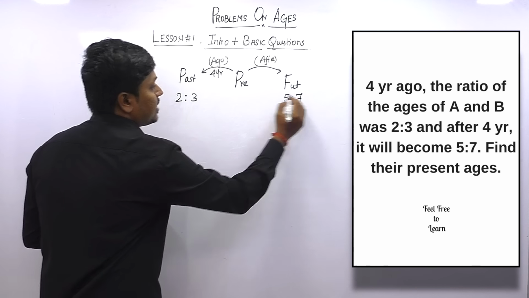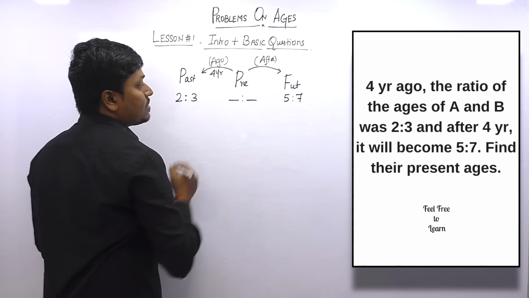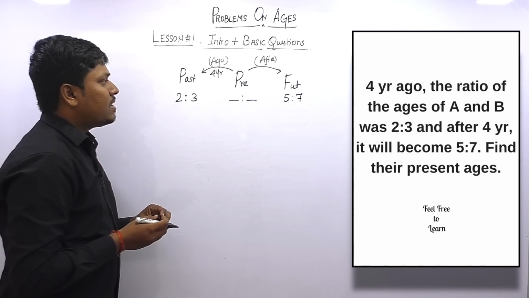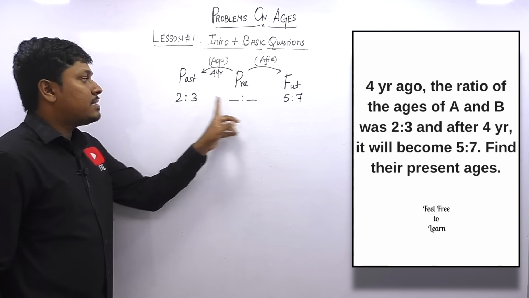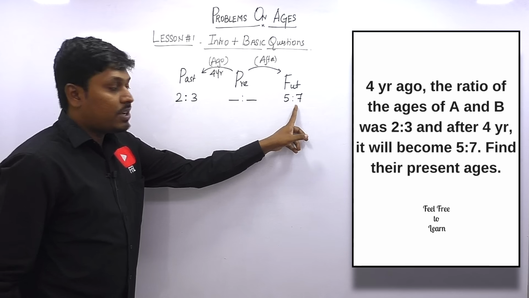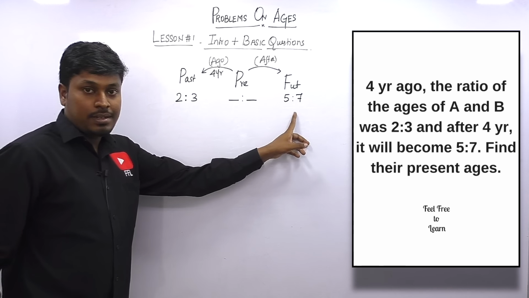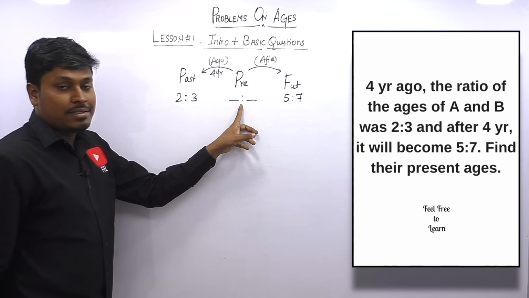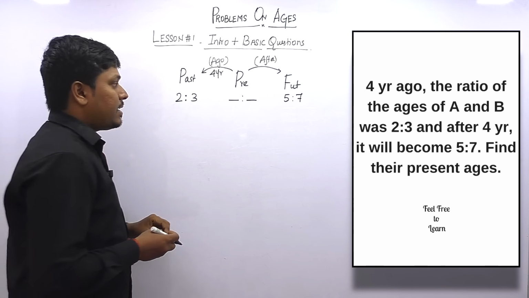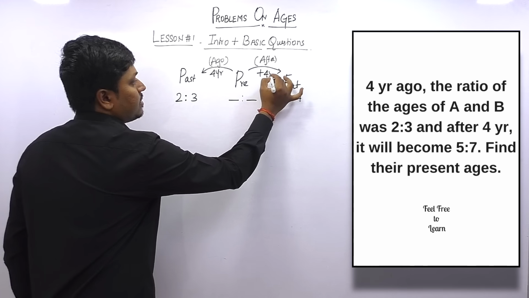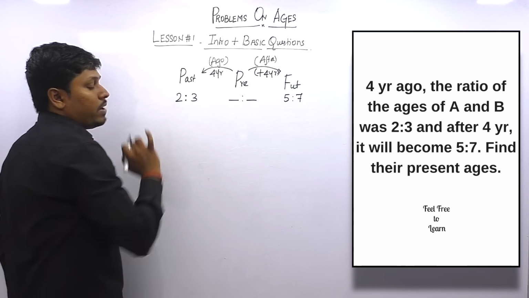So now what is our target? Our target is to find the ratio of their present age. Very interesting, because in the previous question they gave the past and present, and our target was to find the ratio of the future. But here they have given the ratio of the past and the future, and our target is to find the present age ratio. So listen here, first let me do one thing. Here also, this is after 4 years and this is 4 years ago.